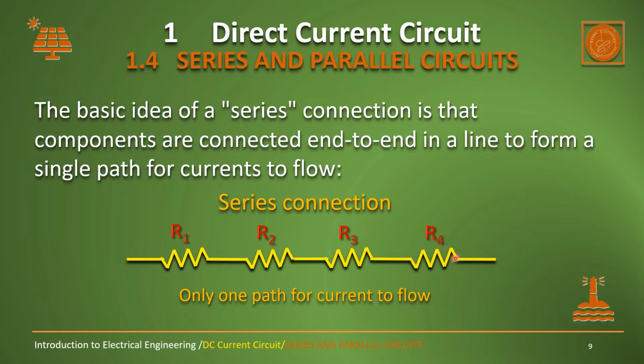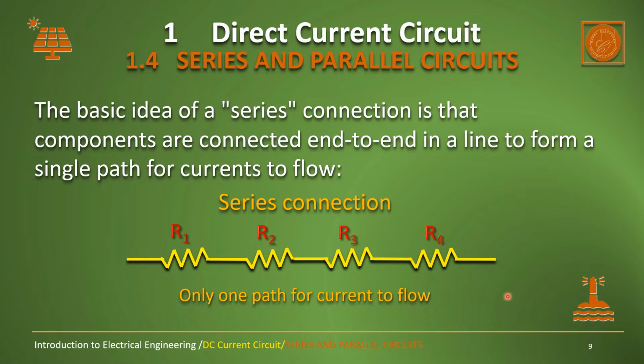And the second end of R4 is connected to another component. Like this, one end is connected to the other end, and we call this connection a series connection. It forms only one path for current to flow. So the current can flow this way, from this point to this point through all the resistors.